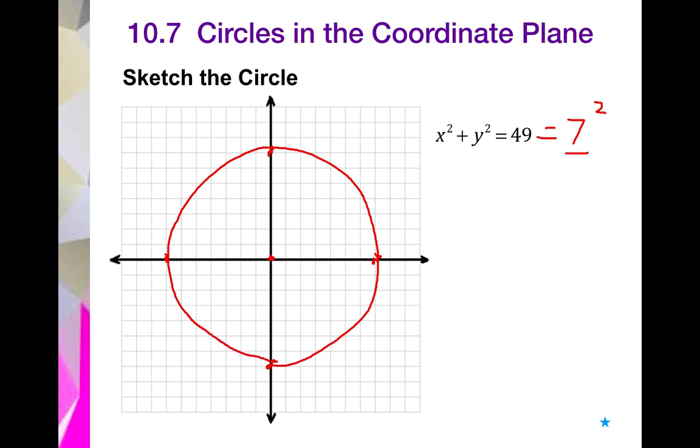Coming back, and that is the sketch of the circle of this equation. And we will continue this conversation in part 2.